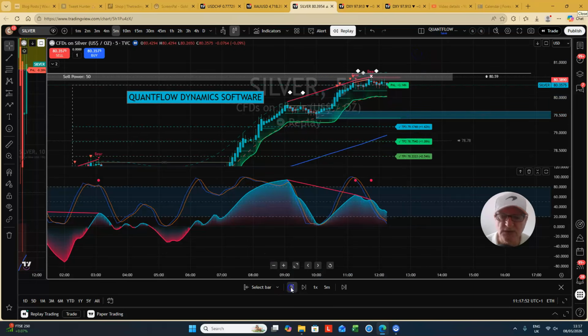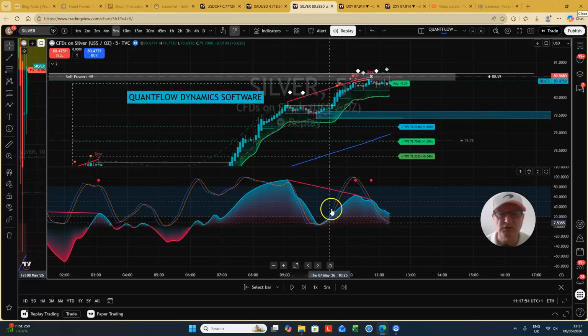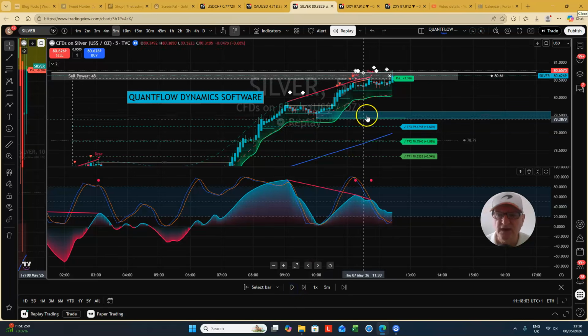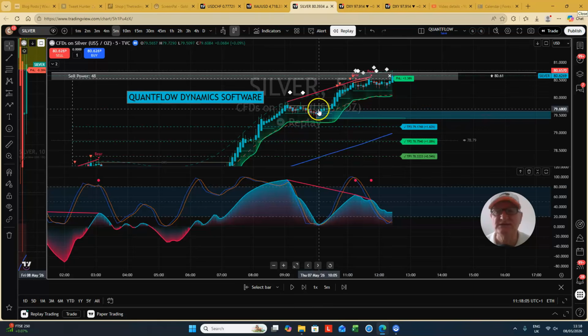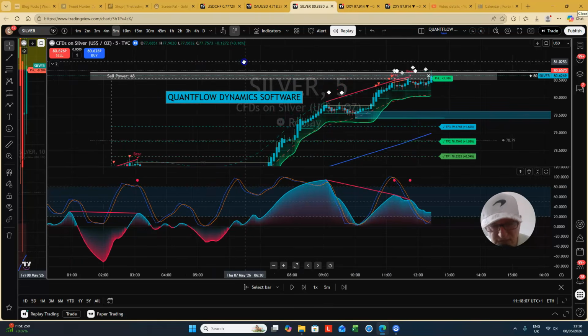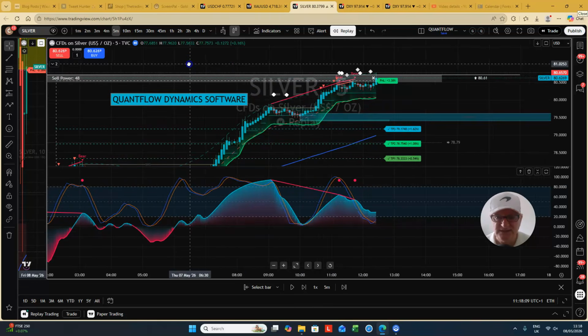And the price goes on. Let's see what's going on. So this swing trade, you could exit there, perfectly acceptable, and enter on the crossover again. Crossover there, weak signal. Sell Power 48, it's actually going down. This is a very strong trend upwards.